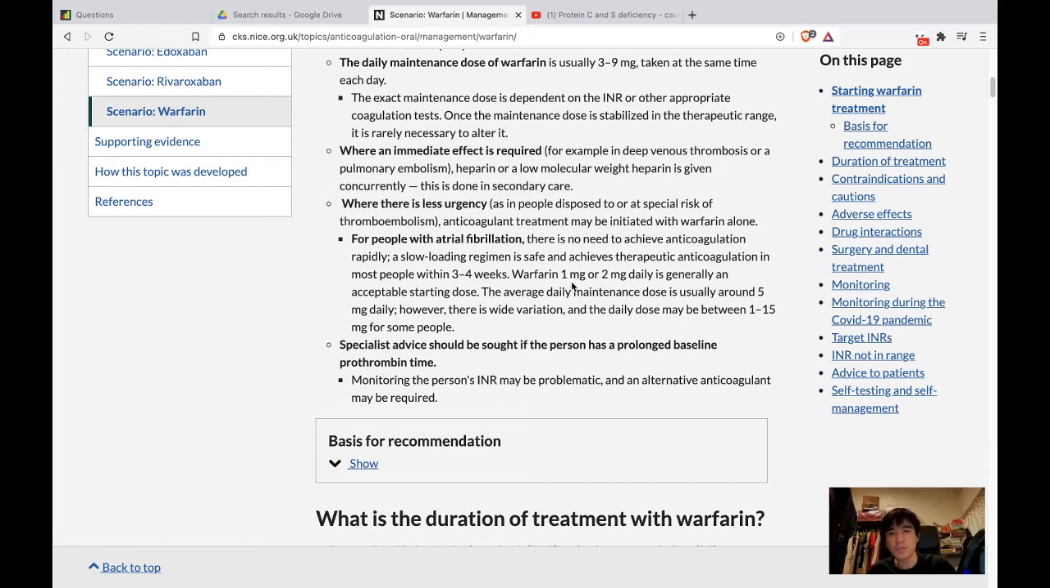For people with atrial fibrillation, there is no need to achieve anticoagulation rapidly. A slow loading regimen is safe and achieves therapeutic anticoagulation in most people within 3 to 4 weeks. Warfarin 1 mg to 2 mg daily is generally an acceptable starting dose. The average daily maintenance dose is usually around 5 mg daily.